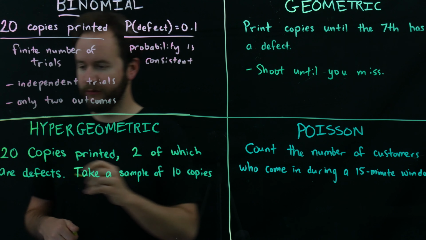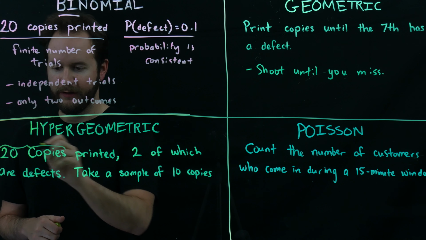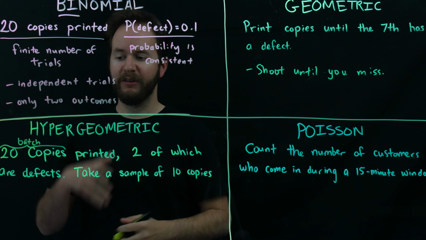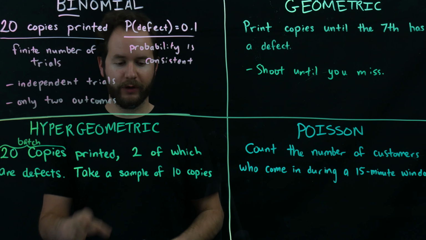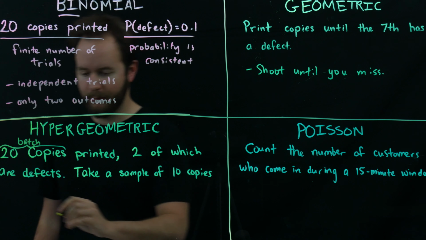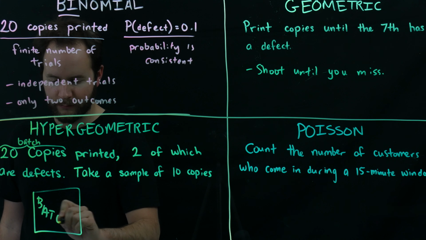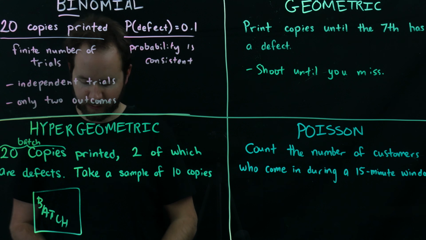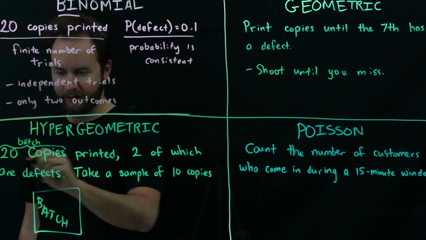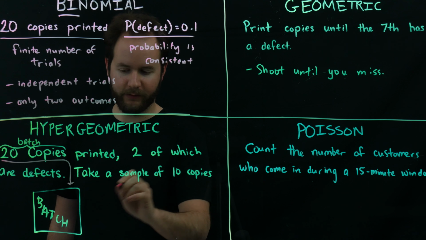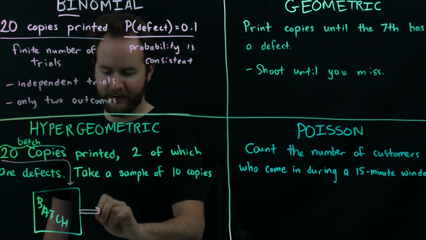By the way, I am going to use that term for a reason. I'm going to call this the batch. So the batch is the number of copies printed out, and from that batch we're going to take a sample of 10 copies. So I'm going to put the batch like this as a rectangle, call this the batch. Use a different marker so it doesn't squeak so much. So this is the batch. And then we've got a sample of 20 copies. So from that batch, we're going to take a sample.